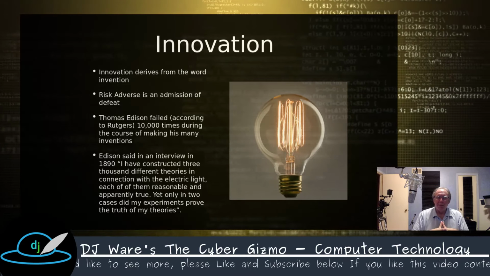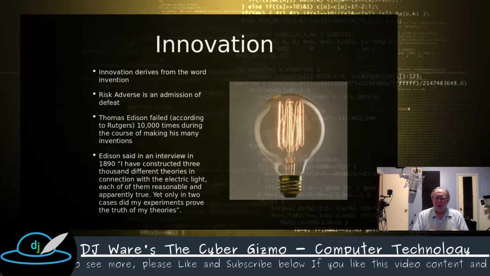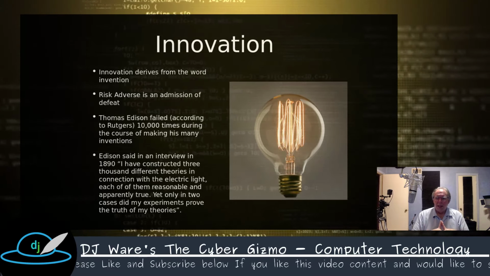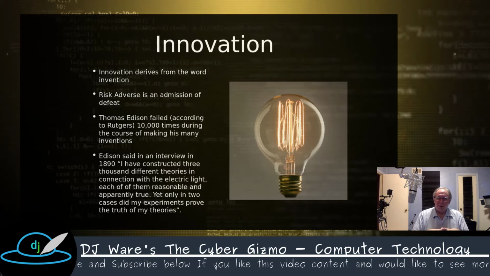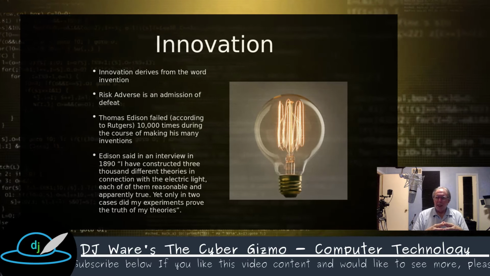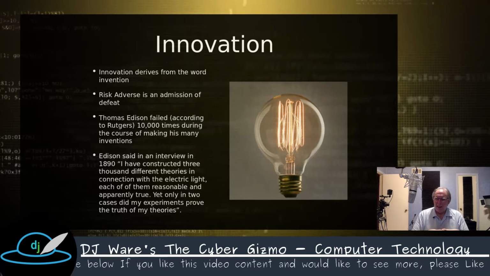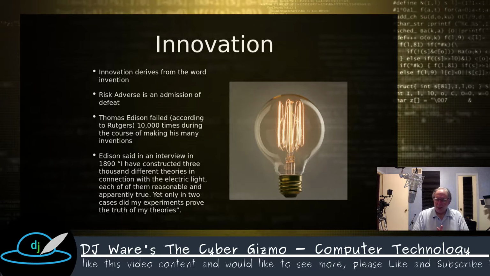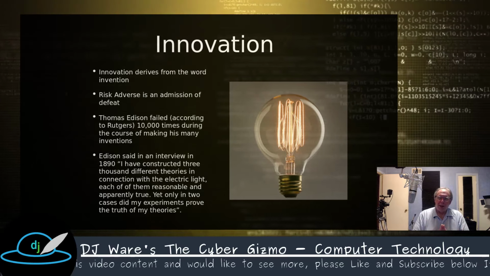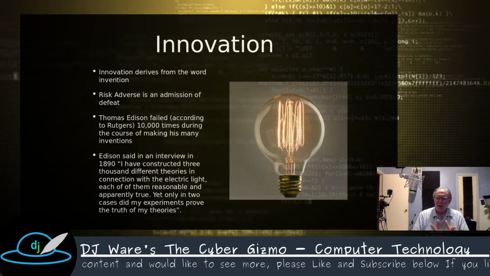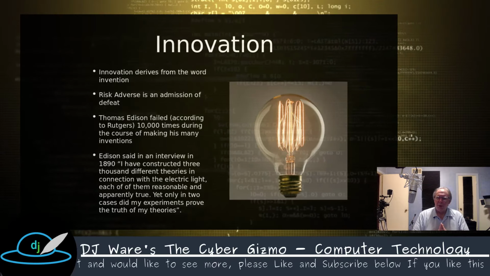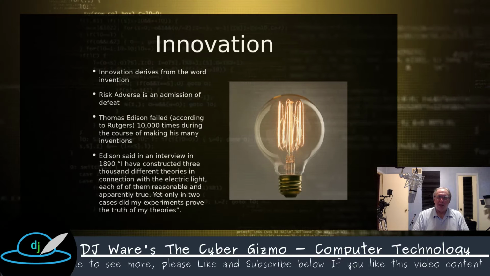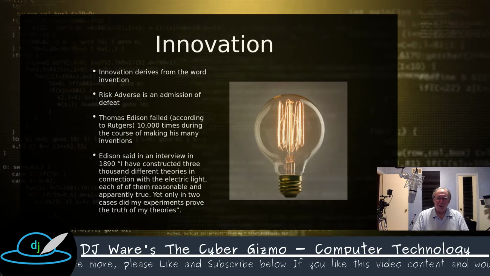Thomas Edison failed, according to Rutgers, 10,000 times throughout the course of all of his inventions. And 3,000 of those failures occurred with the light bulb. In fact, in an interview in 1890, he said, I have constructed 3,000 different theories in connection with the electric light, each of them reasonable and apparently true. Yet only in 2 cases did my experiments prove the truth of my theory. So in other words, he was right twice out of 3,000 times.